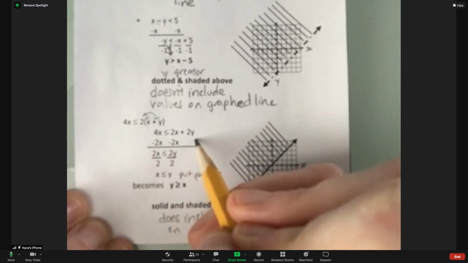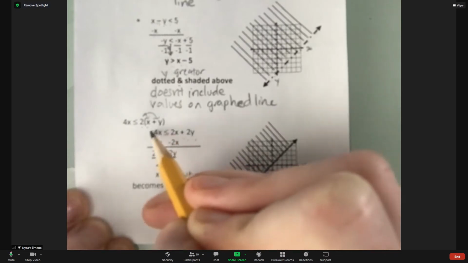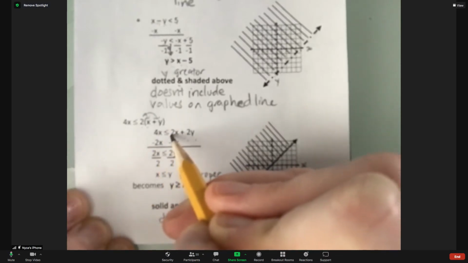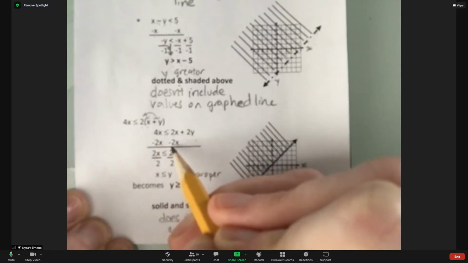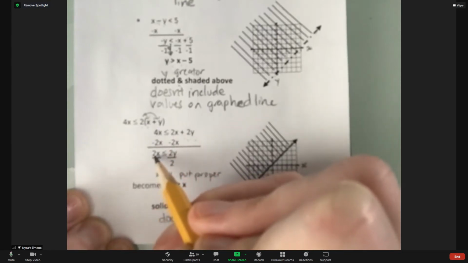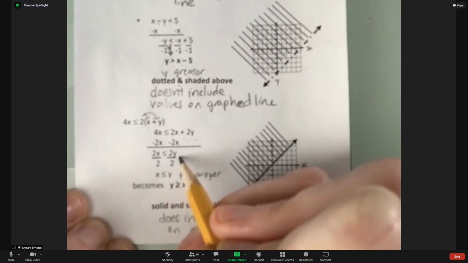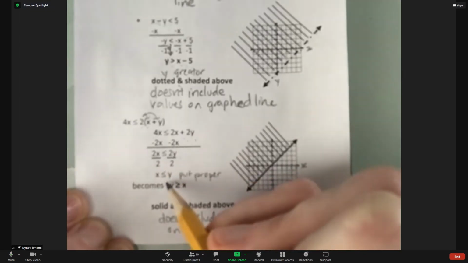Now we want to get the y by itself, so I'm going to move the 2x from this side and move him over here. How do I do that? Since this is plus 2x, you're going to subtract 2x. What you do to one side, do to the other. All right, 4x minus 2x gets you 2x is less than or equal to 2y. We must now get the y by itself, so divide by 2, divide by 2. It says x is less than or equal to y.